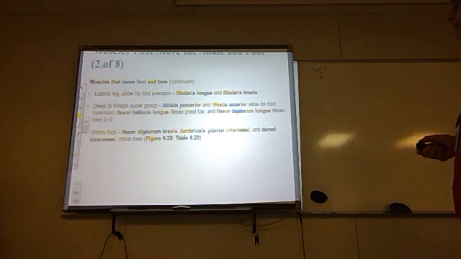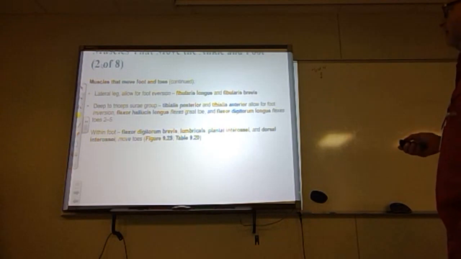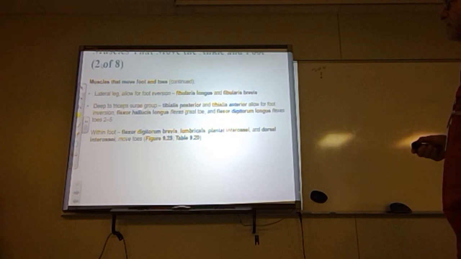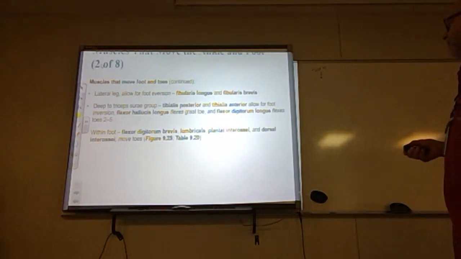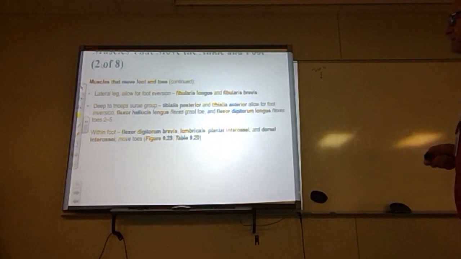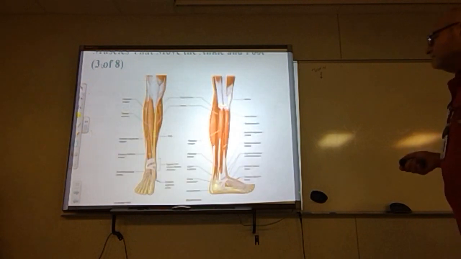Again, muscles that move the lateral leg, which allow the foot to evert, are the fibularis longus and the fibularis brevis. Those muscles deep to the triceps surae group, the tibialis posterior and tibialis anterior, allow for foot inversion. The flexor hallucis longus flexes the great toe, and the flexor digitorum longus flexes toes 2 through 5. Muscles found within the foot, the flexor digitorum brevis, the lumbricals, the plantar interossei, and the dorsal interossei, all move the toes.